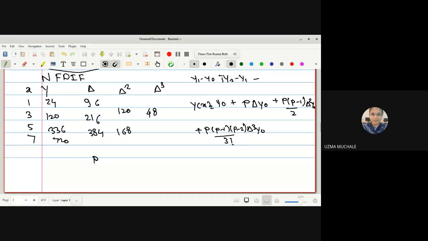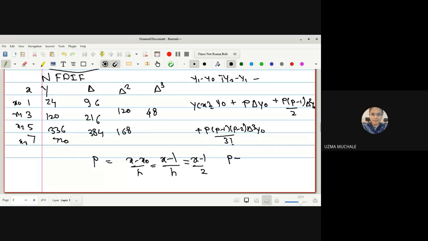Now simply we have to find the value of p, which is x minus x naught divided by h. Earlier it was x minus xn divided by h in the case of backward difference. The first value of x is x naught. This is x naught, x1, x2 and x3, and this may be called xn. So p is x minus 1 divided by h, where the difference between consecutive values is 2.